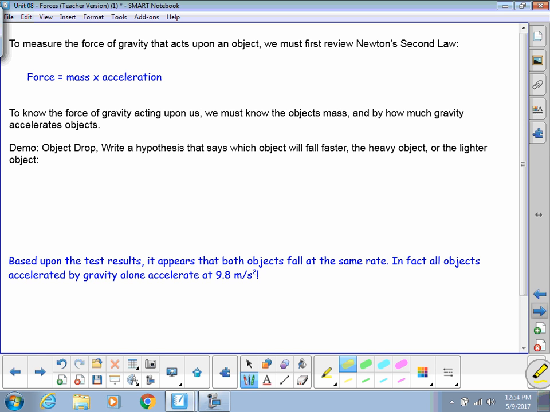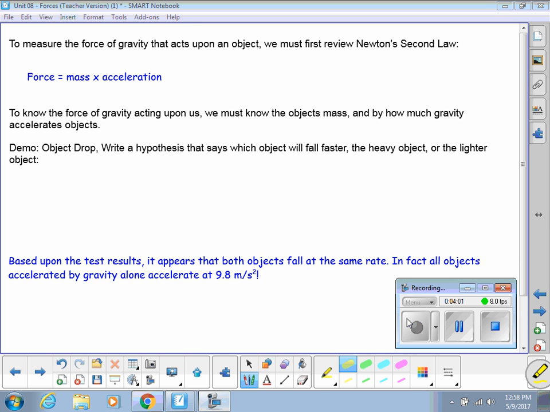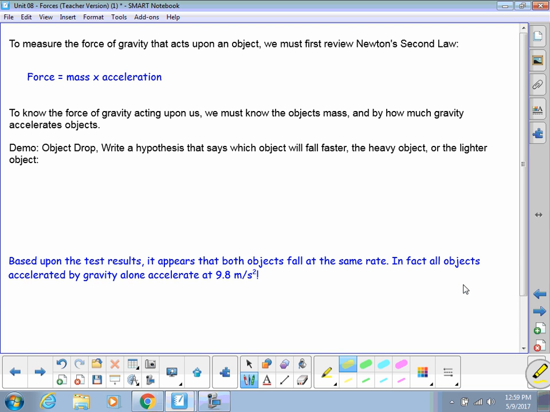To measure the force of gravity that acts upon an object, we must first review Newton's second law of motion. Here we have one of our variations on the second law equation. Force equals mass times acceleration. Okay, sorry, I had to stop there for a second, but I had to pause. Something happened there. So anyways, Newton's second law equation, force equals mass times acceleration. This is just one of the variants that we looked at yesterday. We got the acceleration is also equal to force over mass.